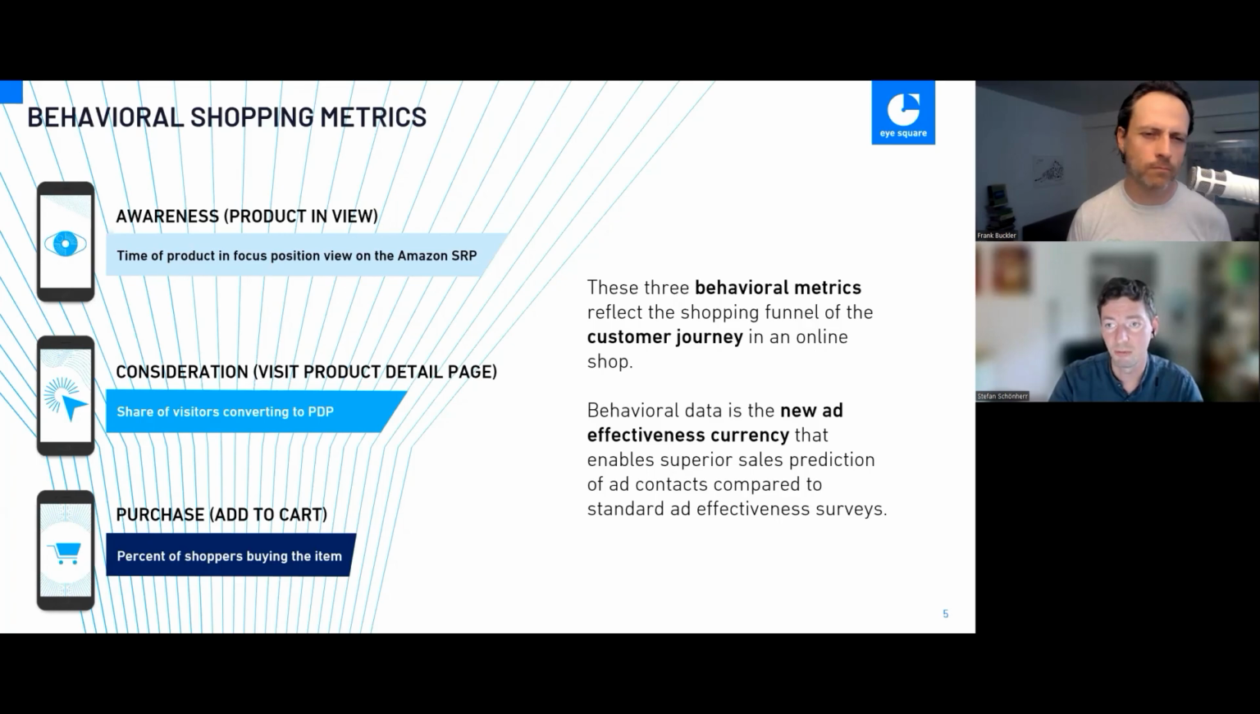Then the second one, even more important, consideration. How many of the users actually looked at the detail page? This is the next step in the shopping funnel on Amazon. It's interesting that you look at the product detail page. And of course, in the end, how many people really added it to their cart in this task. So these are three behavioral metrics we have out of this task. And now let's have a look.